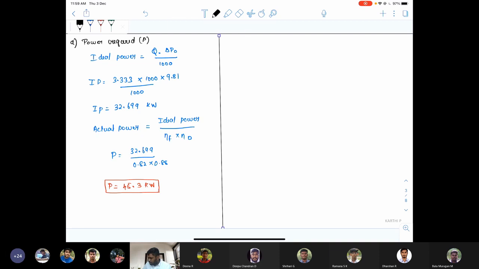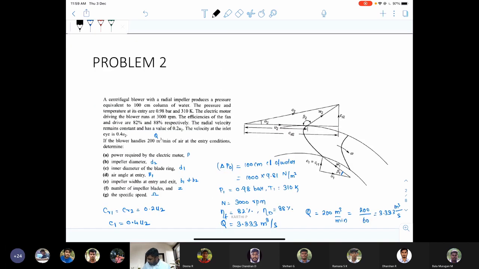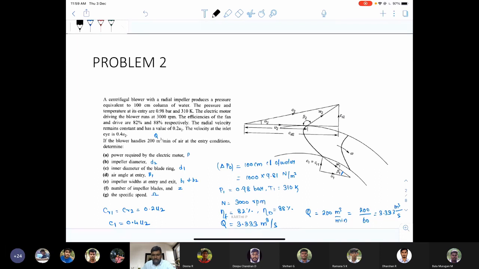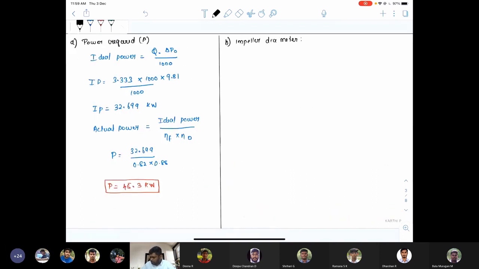Next, we have to find the value of subdivision B. Next, we have to find the impeller diameter. The impeller diameter is nothing but D2. We have to find the value of D2.